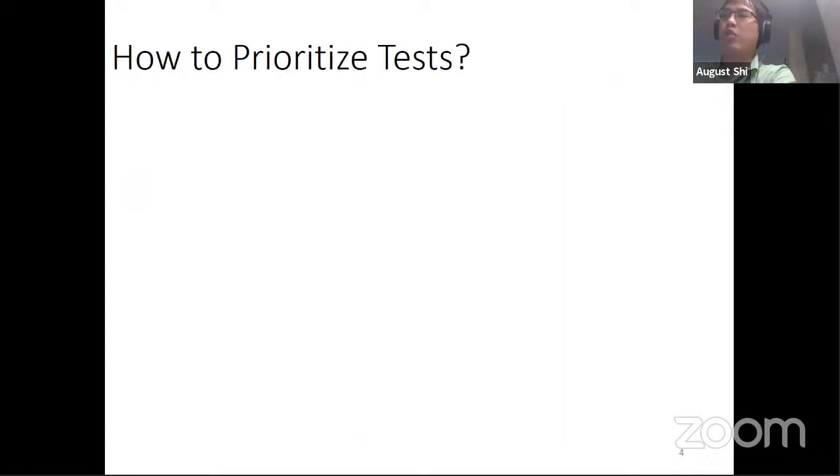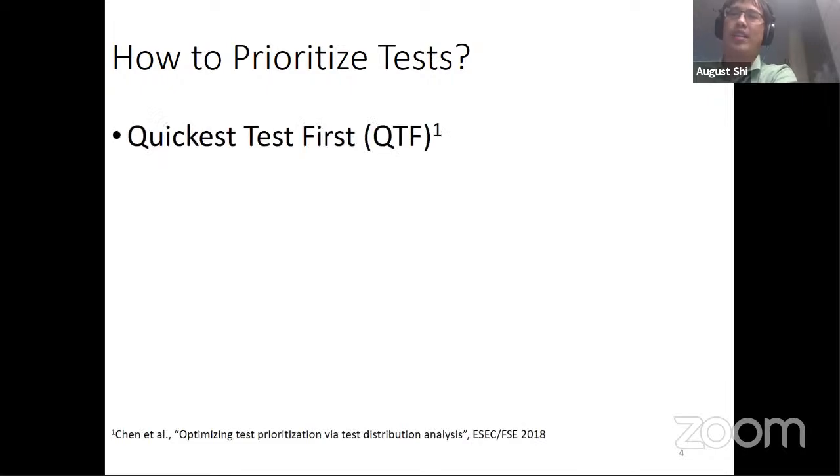Now, the question then becomes, how should we actually prioritize the tests? What's the order we should run them in? So let's start with a couple of relatively simple ways of prioritizing tests. For example, one way is we call quickest test first. Basically, we're going to reorder the tests based on their runtime. So run the test that runs the fastest first.